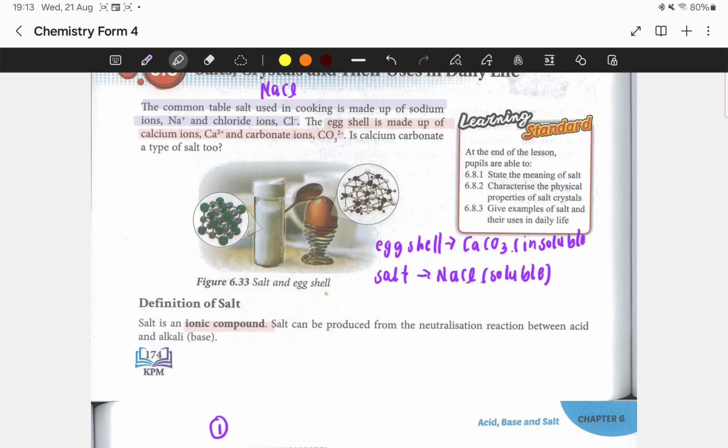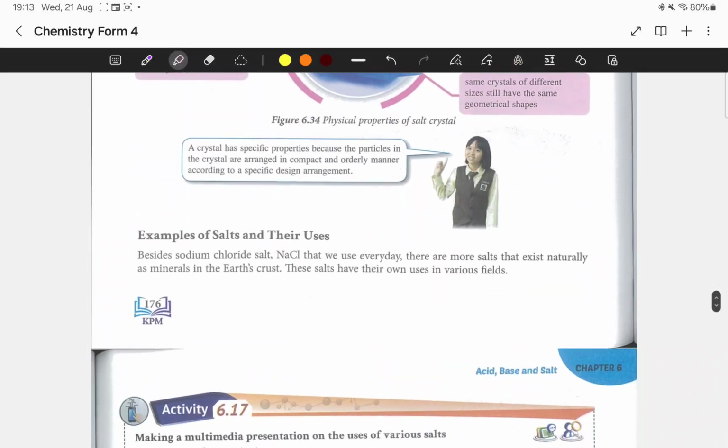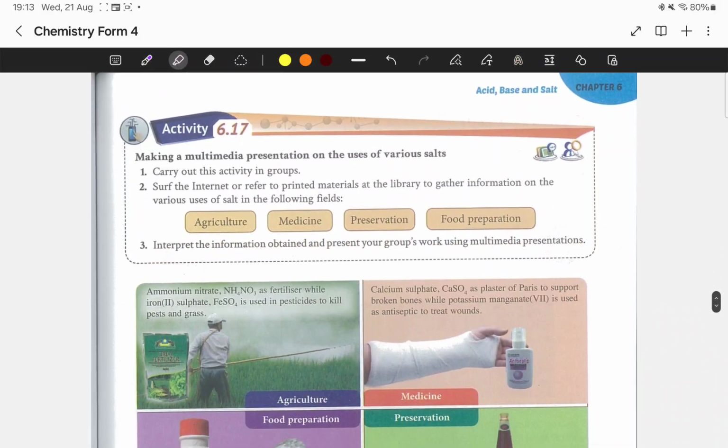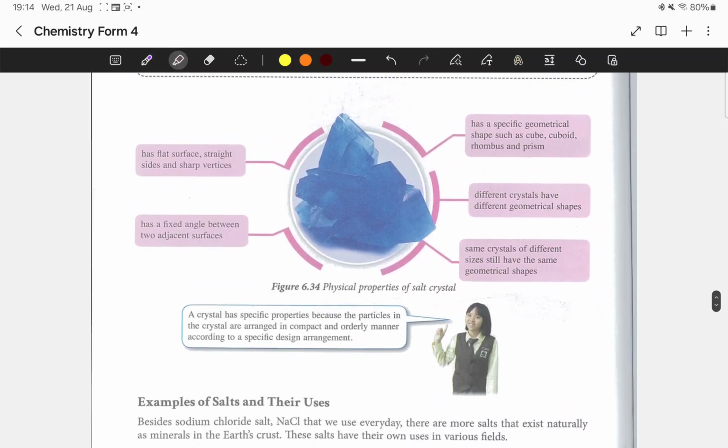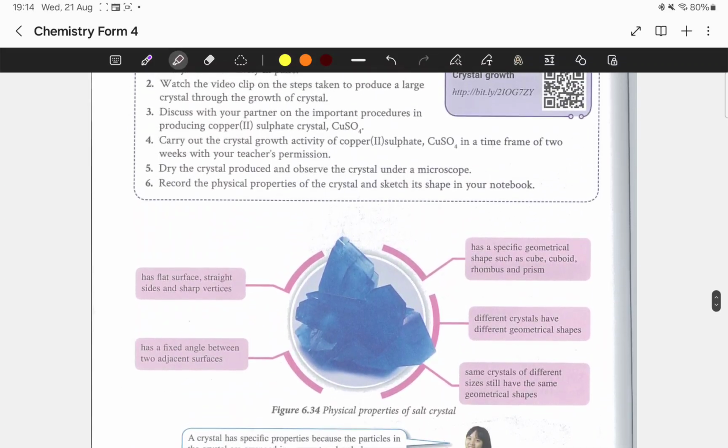Crystal, I don't know how to explain to you, but basically you must understand what a crystal is. What is crystals in Bahasa Melayu? I'm also not very sure. So crystal is like a very big salt. Usually crystals people will use for decoration. There are all kinds of usage.